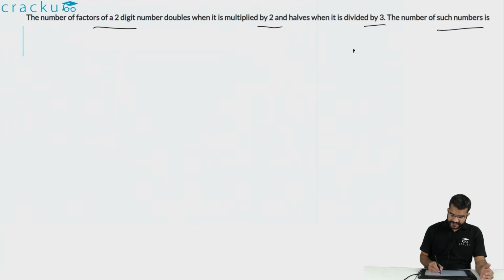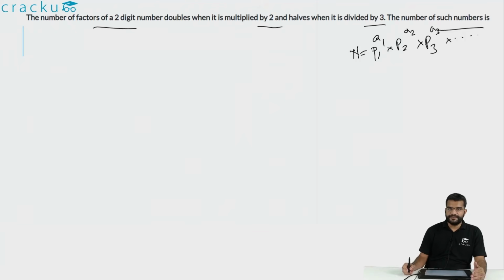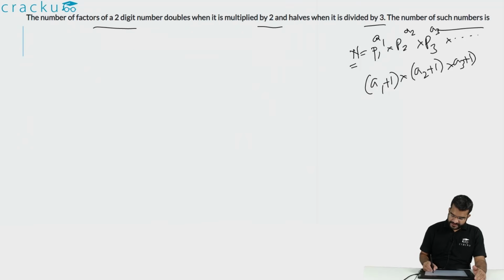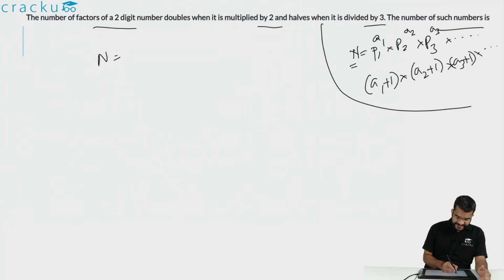If you are looking at a number n and doing the prime factorization of n, say n is equal to p1 to the power a1 into p2 to the power a2 into p3 to the power a3 and so on, where p1, p2, p3 and so on are prime numbers, then how many factors does n have? The number of factors of n will equal (a1 plus 1) into (a2 plus 1) into (a3 plus 1) and so on. So suppose we have a 2-digit number n such that n is equal to 2 to the power a into 3 to the power b into 5 to the power c and so on.